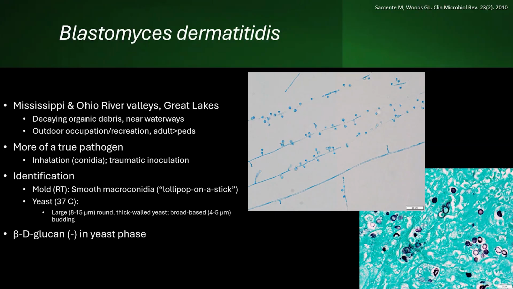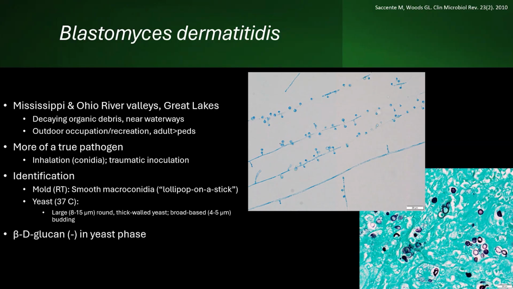So blastomyces acts more like a true pathogen, with transmission through inhalation of the conidia or traumatic inoculation being the most common. And identification, again, is mostly based on morphology. At the room temperature filamentous mold phase, you get a lollipop on a stick appearance. Here you can see this in the top picture, where you have smooth macroconidia that come off lateral conidiophores.